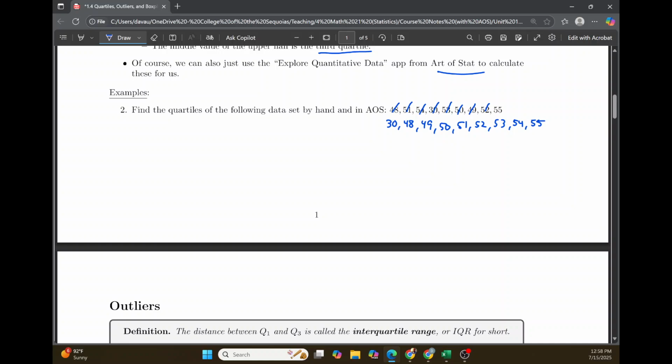To find the quartiles, the first thing we do is find the second quartile. That's the median, or in other words, the middle value in the data set. In this case, I have 1, 2, 3, 4, 5, 6, 7, 8, 9 values. So the middle value should be in position 5. I think that's this one here. This way I have 4 values below it, 4 values above it. So that's my median. That's my second quartile. So this is Q2.